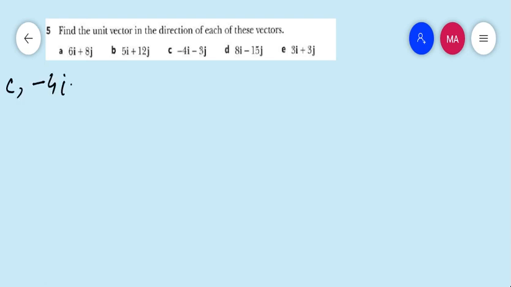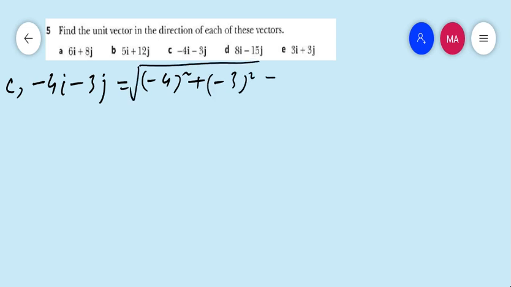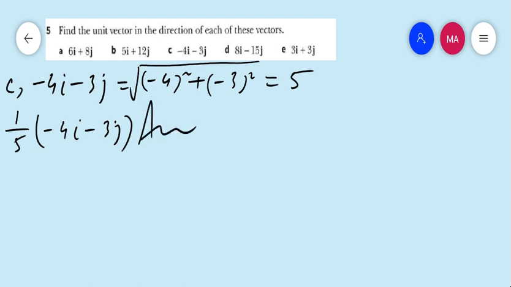Minus 4i minus 3j. So minus 4 square plus minus 3 square, root. Minus 4 square is 16, minus 3 square is 9, 16 plus 9 is 25, 25 root is 5. Therefore, the unit vector is 1 upon 5 into minus 4i minus 3j. Minus 1 upon 5 into 4i plus 3j is our final answer.